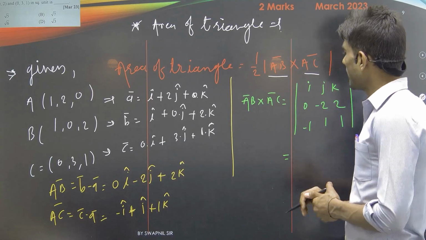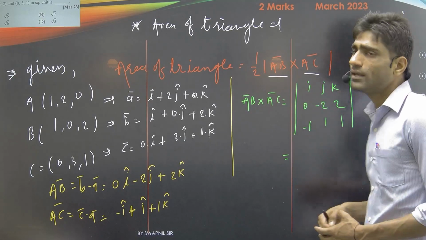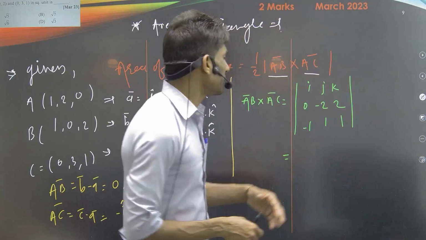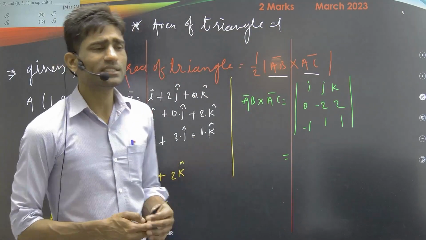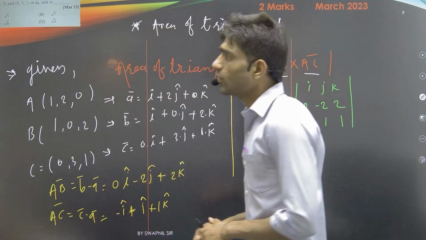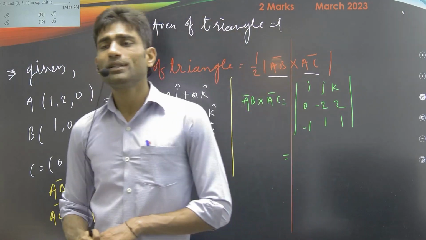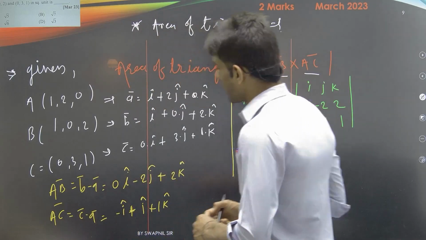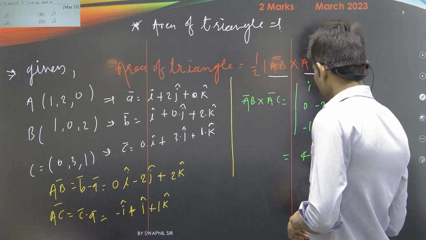Find the value of this determinant by yourself. It is just a 3 by 3 determinant, and finding its value is easy. We write the value of the determinant as minus 4 i cap, that is, minus 4 times.